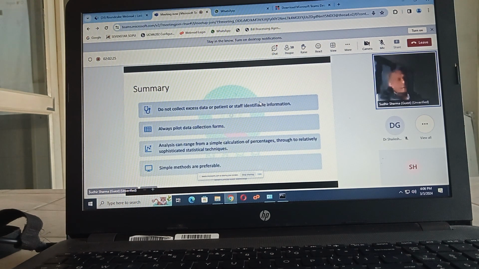Summarize, do not collect too much data. Always pilot the data collection form, do simple analysis, simple method. In fact, to summarize it all, always adopt the KISS approach. That is, keep it simple and simple.